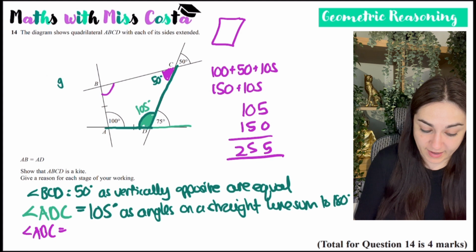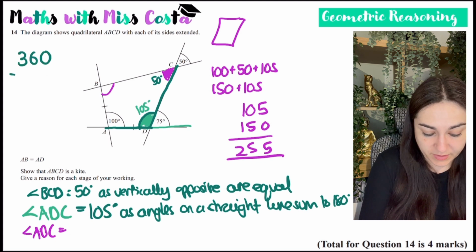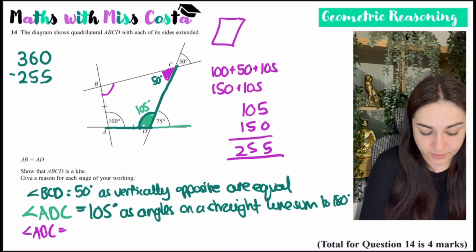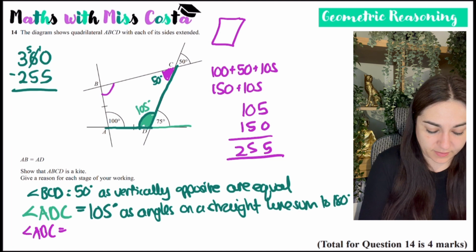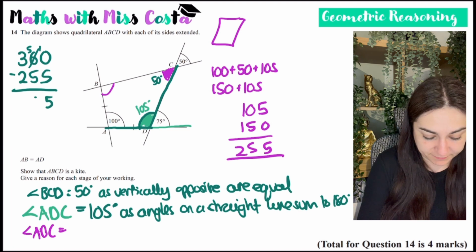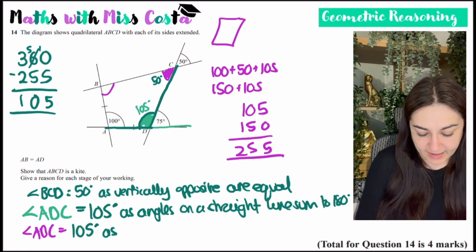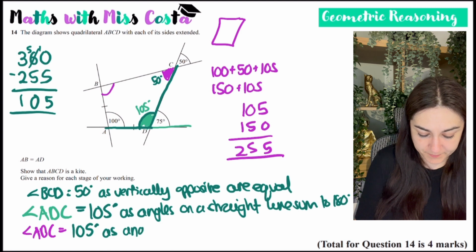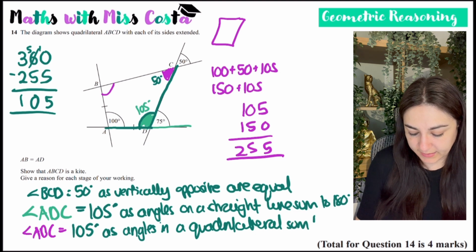So because I know that angles in a quadrilateral sum to 360 degrees, I'm going to do 360 take away 255. So 0 take 5 you can't do, you borrow the 1, so 10 take 5 is 5, 5 take 5 is 0, 3 take 2 is 1. So I know that angle ABC is 105 degrees as angles in a quadrilateral sum to 360. Sum just means add up to.